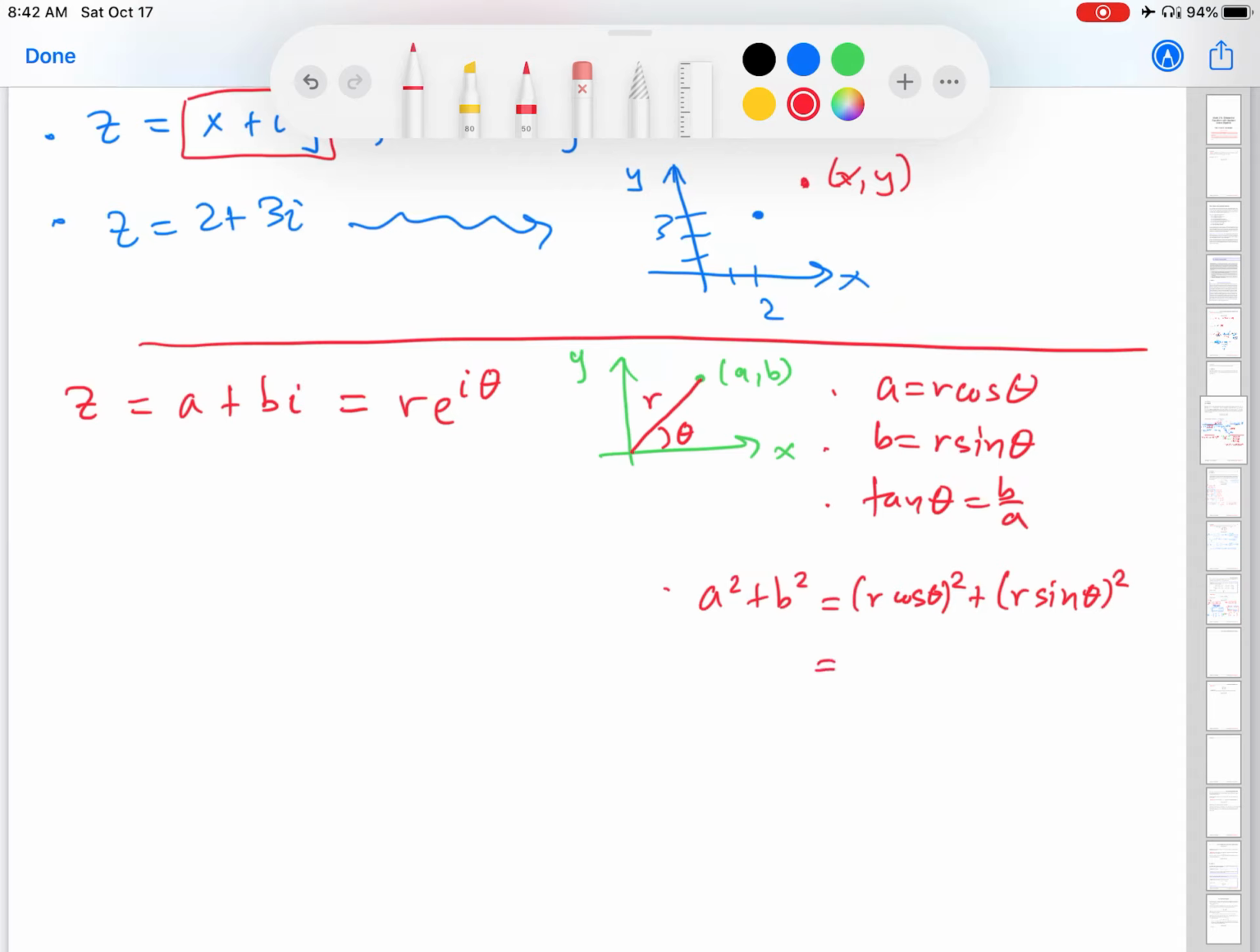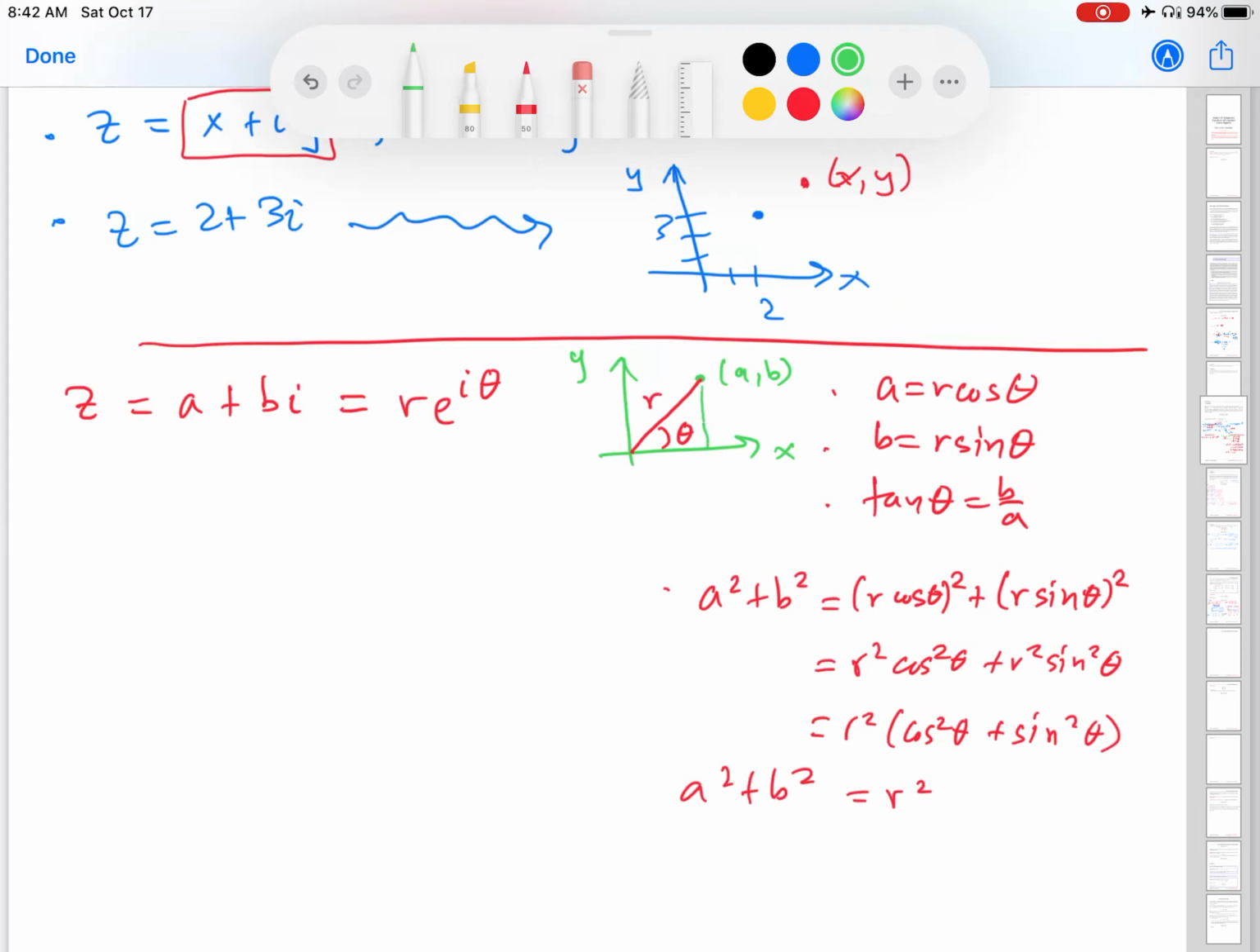All right, so back down here, this is r squared cosine squared theta plus r squared sine squared theta. Factor out the r squared, left with cosine squared theta plus sine squared theta, and that's equal to 1. So just left with r squared. So now I have a relationship between a and b that involves r. Again, based on the geometry, you might have already predicted this.